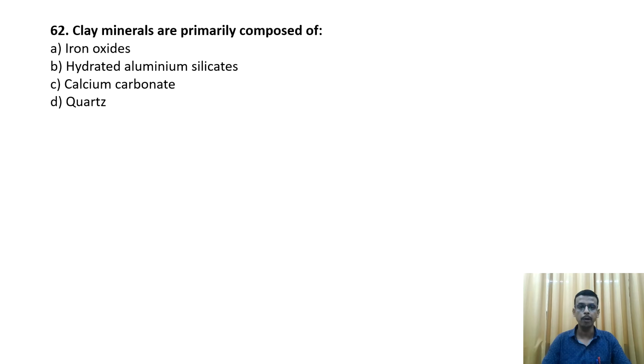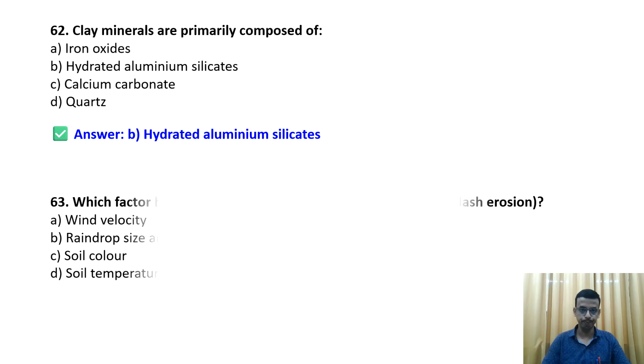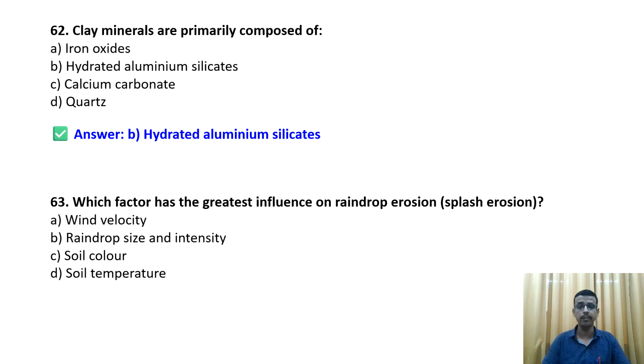Then clay minerals are primarily composed of, mainly composed of hydrated aluminosilicates. They are mainly composed of silicon, oxygen, aluminium, along with water. So clay minerals are composed of hydrated aluminosilicates. Which factor has the greatest influence on raindrop erosion, splash erosion? Obviously, the size of the raindrop and the intensity of the rain.